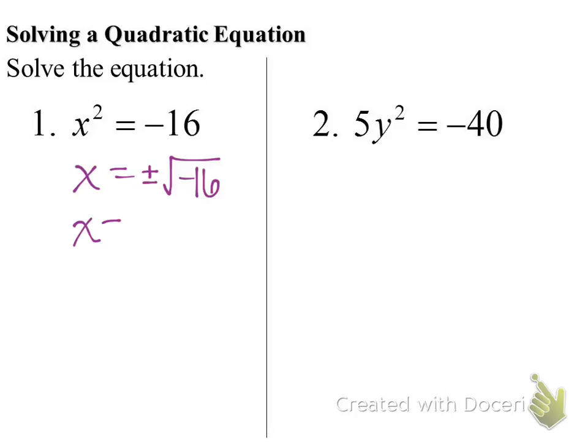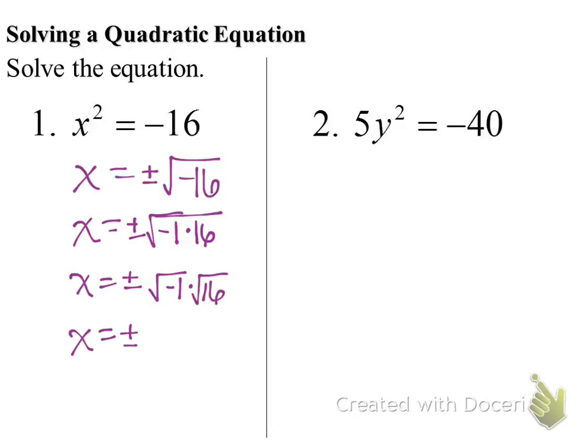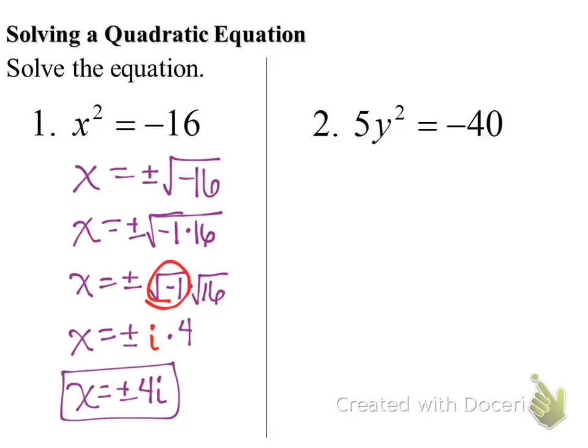So this turns into x equals plus or minus square root of -1 times 16, turning into plus or minus square root of -1 times the square root of 16, turning into plus or minus, here we go with that i, times 4, but that's not how we write it. The variable will go last, 4i. Plus or minus 4i is the solution.